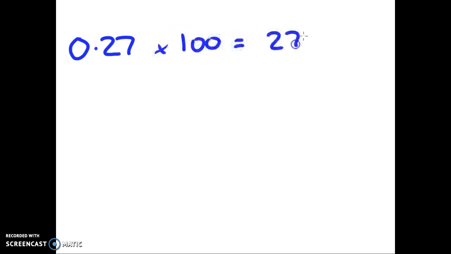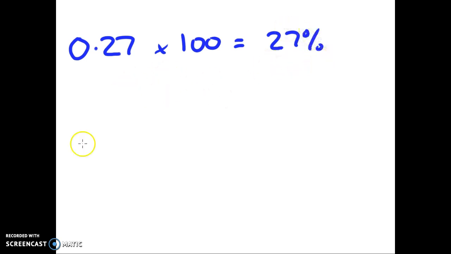Thinking about going the other way then, let's say I started with 0.27 and I want to turn that into a percentage and a fraction. The first easy step is to turn it into a percentage. To go from any decimal into a percentage, all you need to do is times it by 100. So 0.27 times 100 is going to give me 27%.